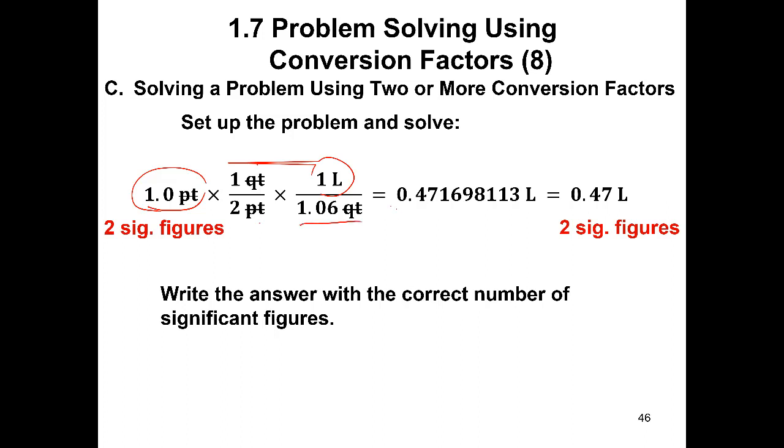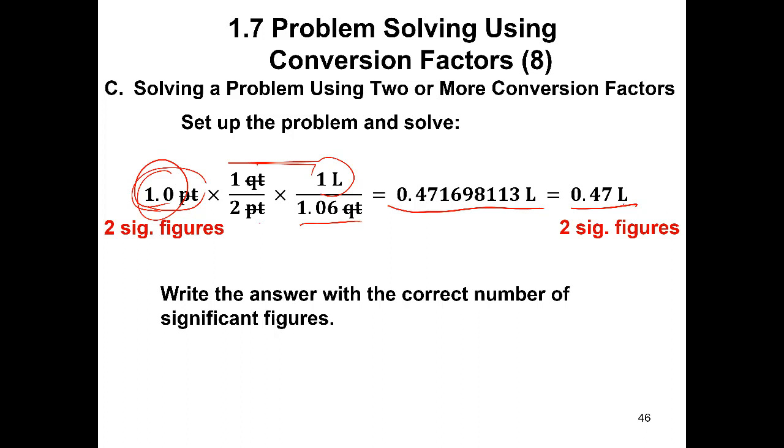Then my calculator tells me this really long number. How many significant figures did I have? I had 2 because I had a decimal in this number. And so my answer is going to be to 2 significant figures, which is 0.47 liters.